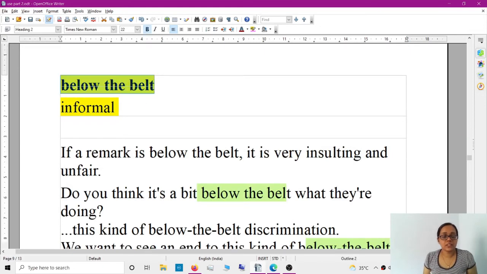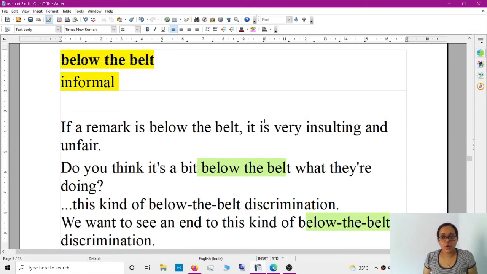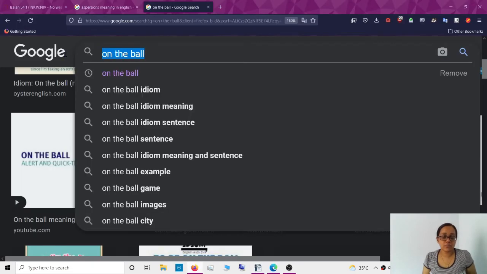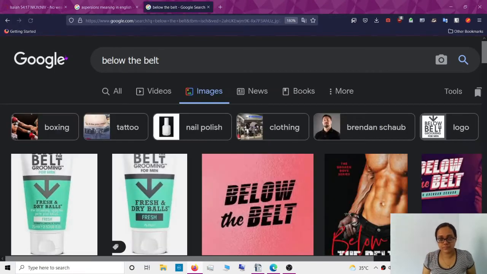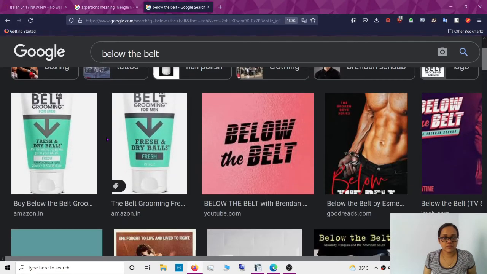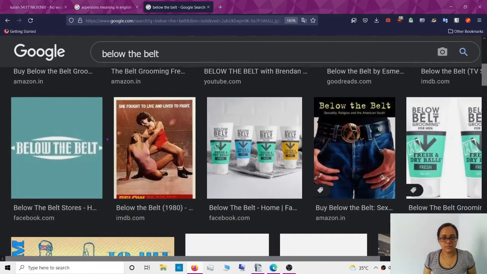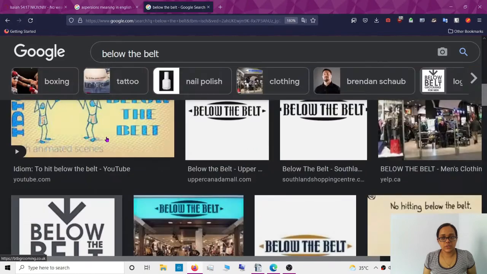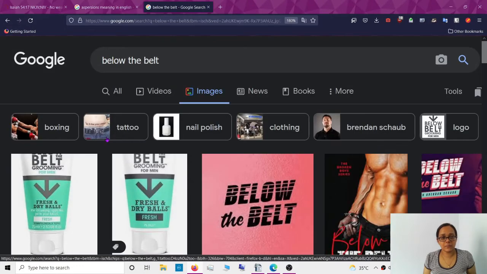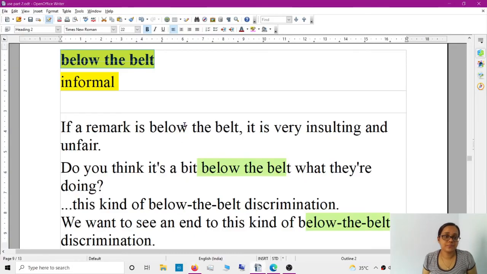So below the belt. If a remark is below the belt, it means insulting and unfair. That is known as below the belt. So these are pictures for below the belt. I didn't find any good ones.